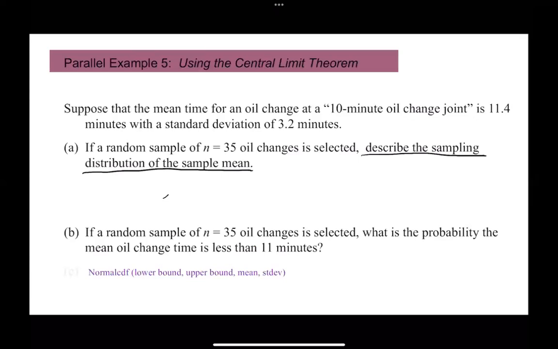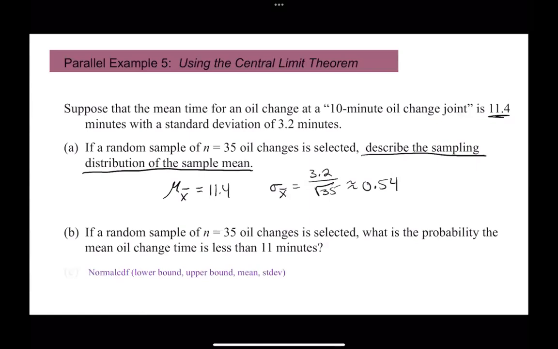So I'm going to give the mean, which is just what it gives us. It's 11.4. So our average time for an oil change is 11.4. The standard deviation is 3.2 divided by the square root of 35. So let's math that out. This gives us approximately 0.54. So that's all we're doing when we're describing it. We're telling the mean and the standard error, or new standard deviation.